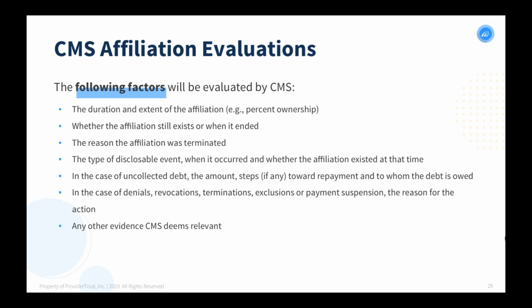In the case of the uncollected debt, what steps have been taken towards repayment? In the case of denials or revocations, what was the reason again? What's the reason behind that action? And then, of course, the last one we always like, right? Any other evidence that CMS thinks is relevant. I think we all feel like we've ever been in a government investigation. They have information that none of the rest of us have access to, and they certainly consider those additional pieces of information into their final decision making.